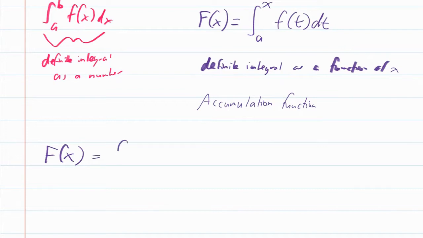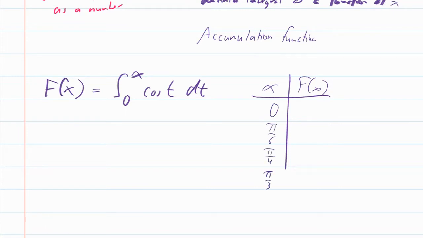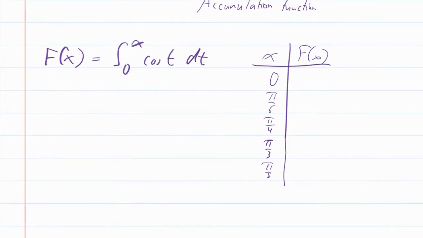So I want to start with an example. F of x is equal to the integral from 0 to x of the cosine of t dt. And we're going to t-chart this, with x and f of x, and evaluate this at 0, at pi over 6, at pi over 4, at pi over 3, and at pi over 2. So let's check this out. If I plug in 0, I get the integral from 0 to 0 of cosine of t dt.